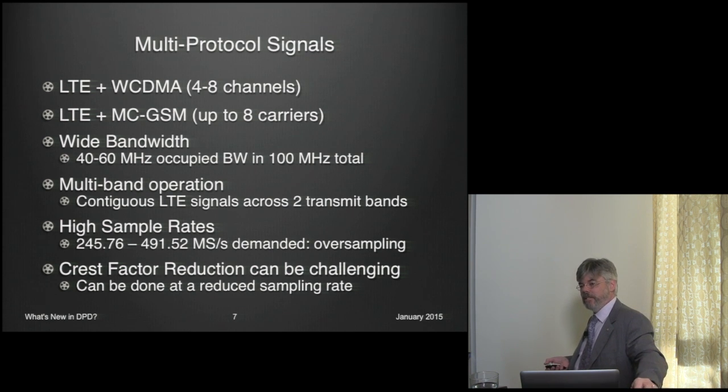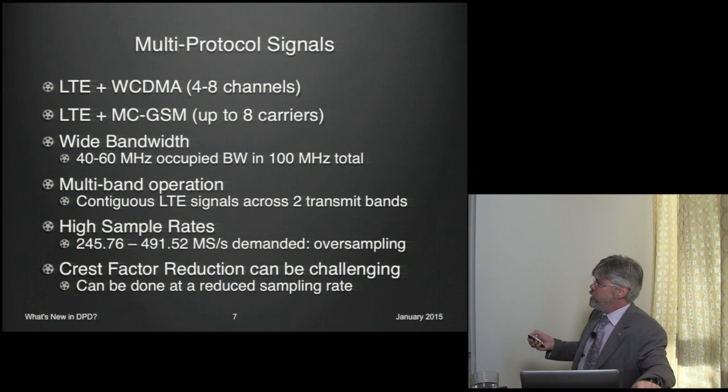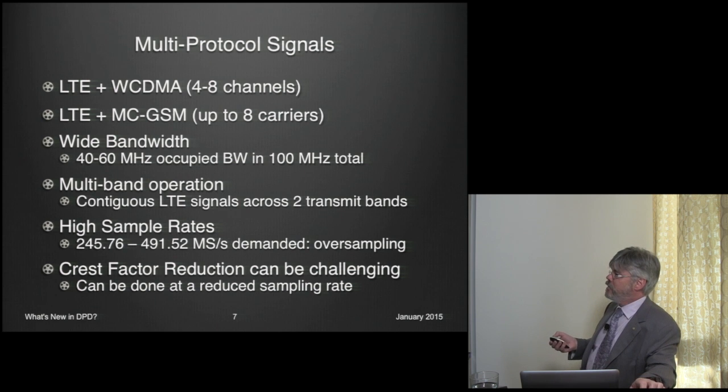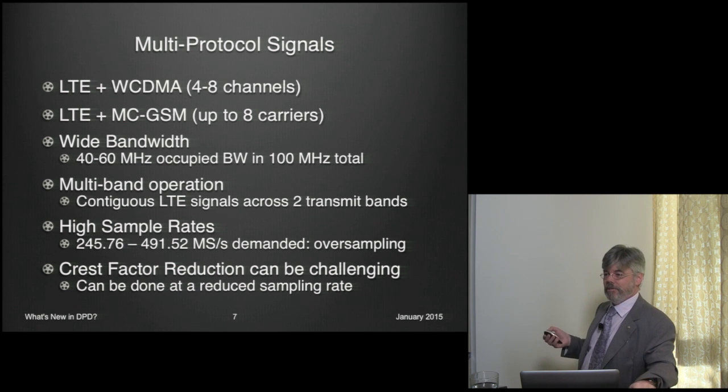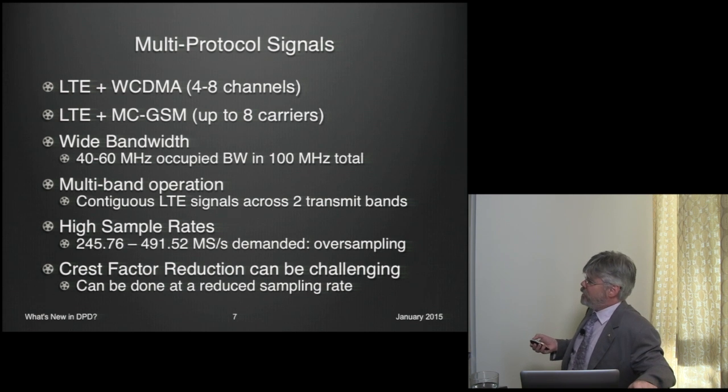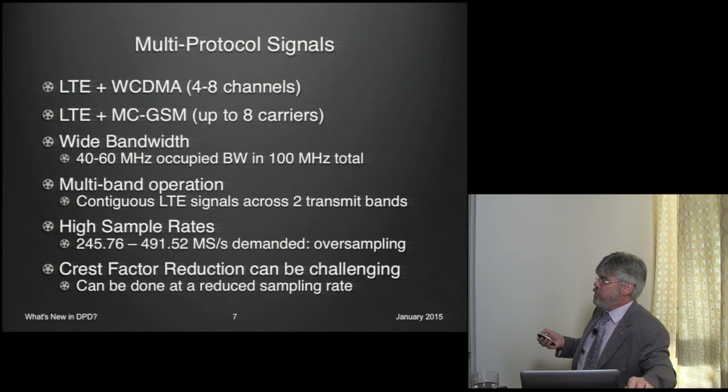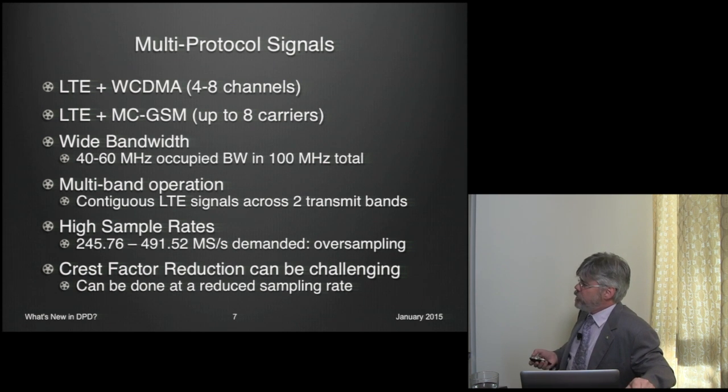That was pretty challenging 3 years ago. 1 or 2 of the tier 1s are now looking at anything up to 12 or 16 carriers, as well as a bunch of LTE carriers. And we're all wishing multi-carrier GSM would go away fairly soon, because it'd make our life a lot easier. Wide bandwidth, 40 to 60 megahertz occupied bandwidth in a 100 megahertz total, is generally a request that you get nowadays for the DPD systems that we have to build.